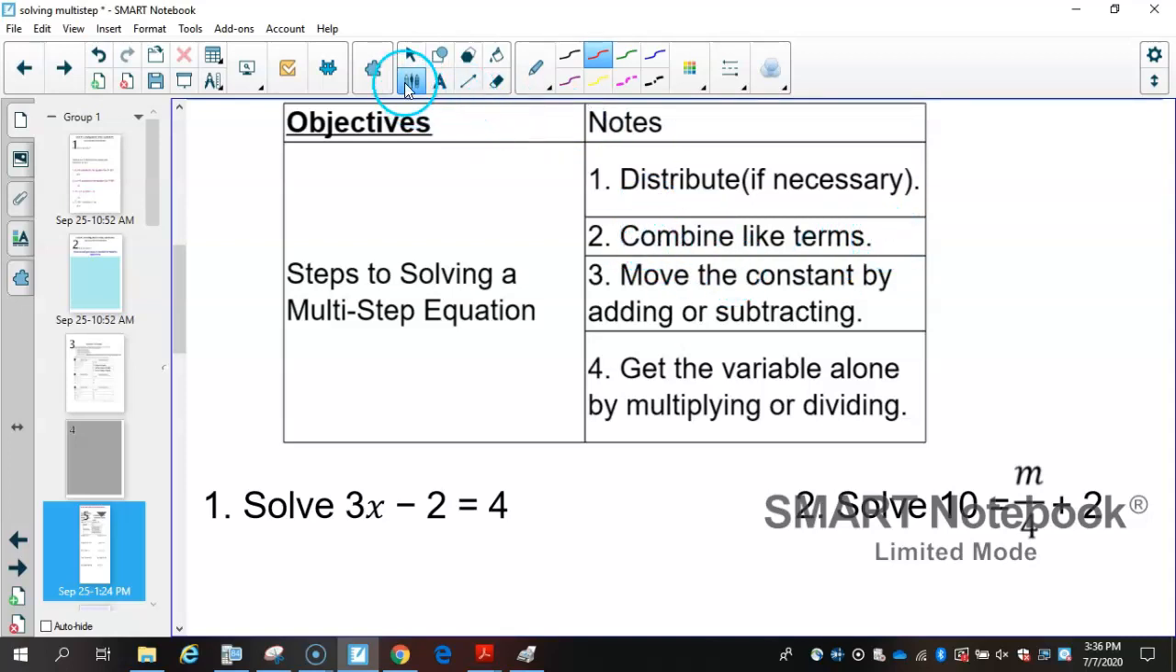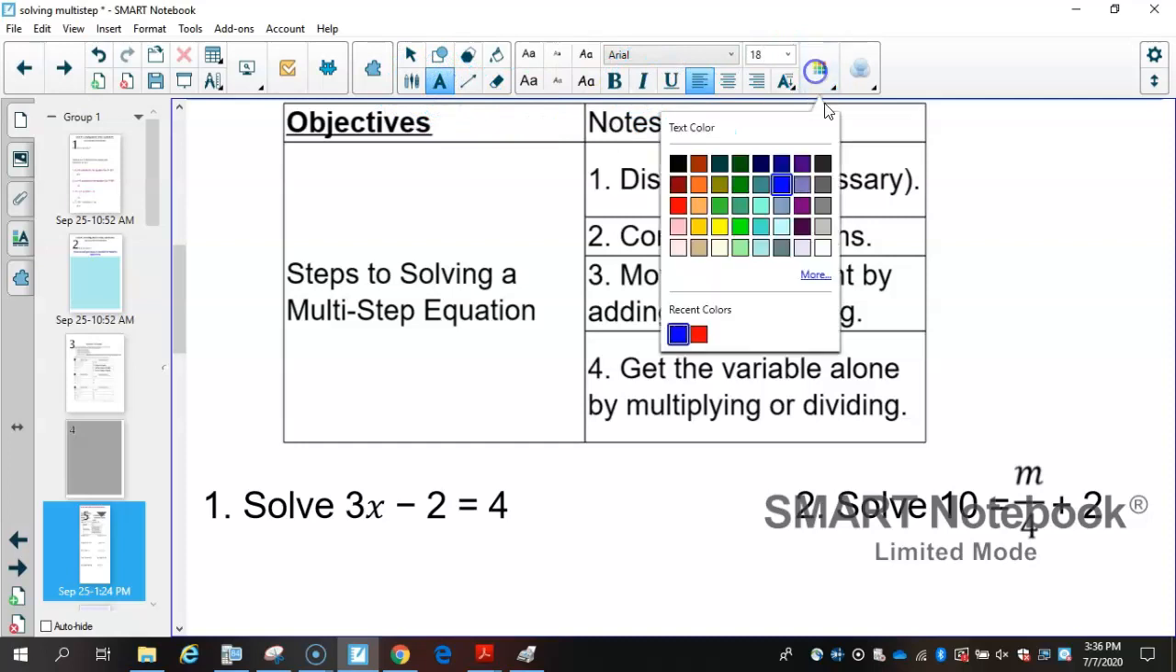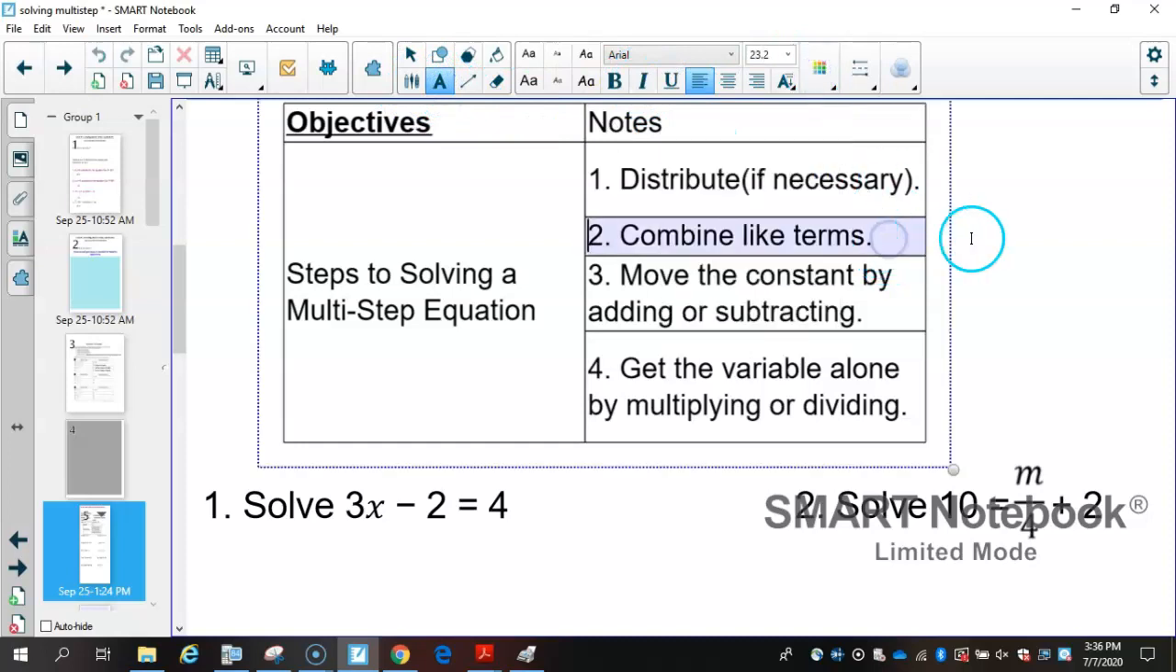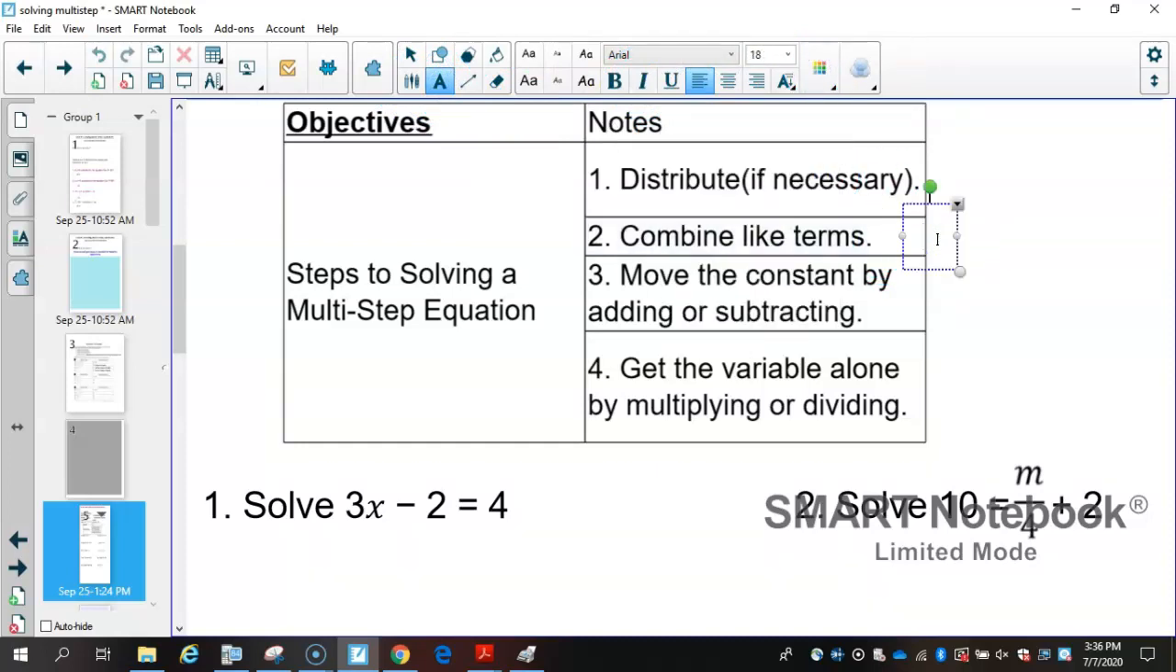Combining like terms is only if they're on the same side, so that's really important. Let me write that down. Only if on the same side. So one thing I really like to say in these situations to kind of help you remember, same side, same operation. So that kind of helps you with your combining like terms.